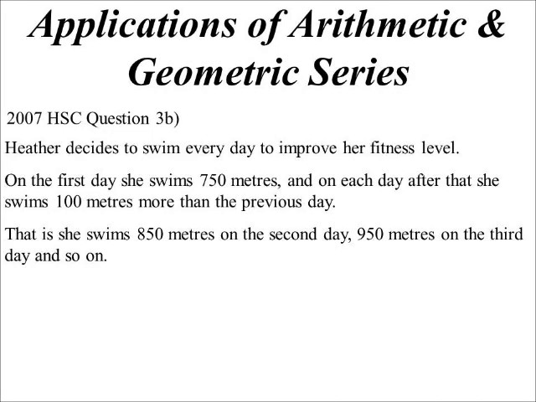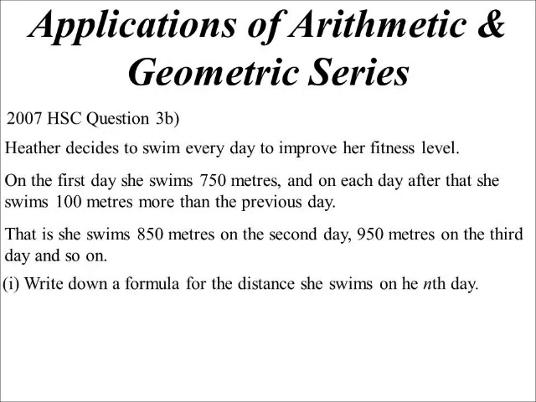So 100 metres. Now, just in case you weren't sure, they like to help you out in the HSC, you see. That means then she swims 850. That would be 100 more. And then 950 and so on and so on. So write down a formula for the distance she swims on the nth day.